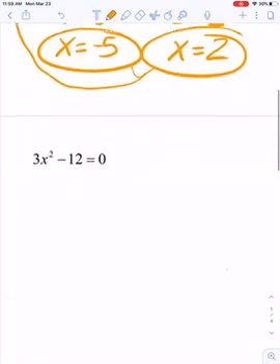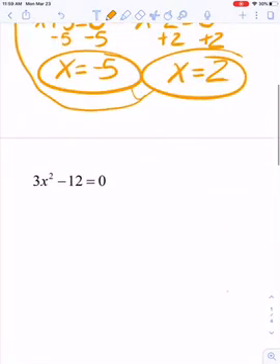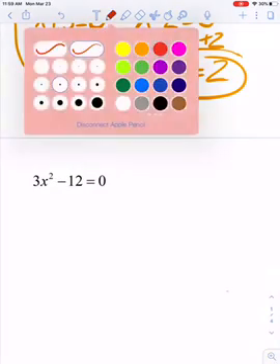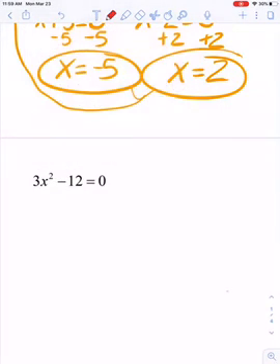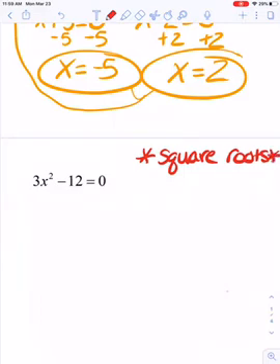Let's try another one here. So if you saw this one on a quiz or a test, I'd be thinking, well, gosh, there's no b value. So if there's no b value, I'm always going to use square roots to solve. No b value. So if there's no b value, that means we just solve for x.